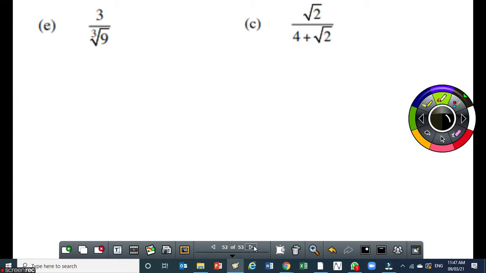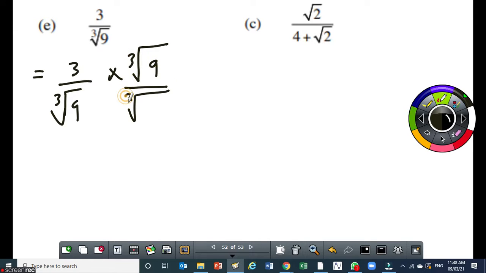So I'm going to start with E first, okay? Now with E, my suggestion would be to do it this way: 3 divided by the cube root of 9. It's 3 divided by the cube root of 9, not the square root of 9. You multiply both the numerator and the denominator by the cube root of 9, like that.